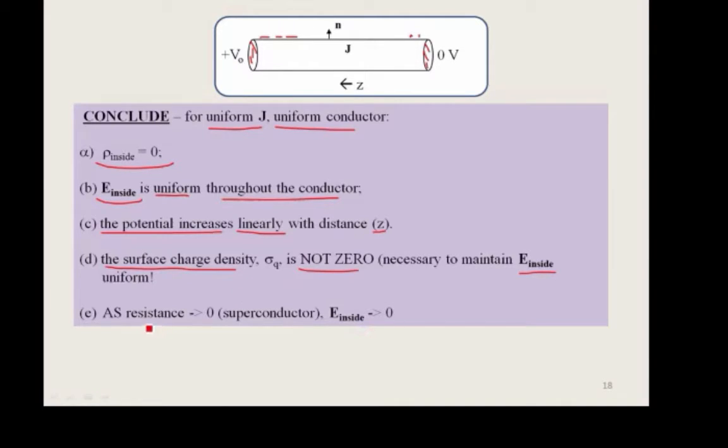Another thing we can conclude: if we have the resistance go to 0, then if you look at our equations, this would be the case for a superconductor, the E inside does in fact go to 0. You can think of it that there's nothing to drive it, and so therefore we end up with a field that goes to 0.